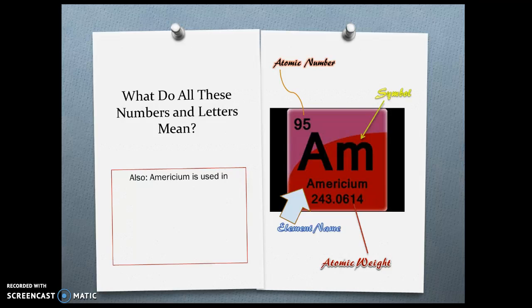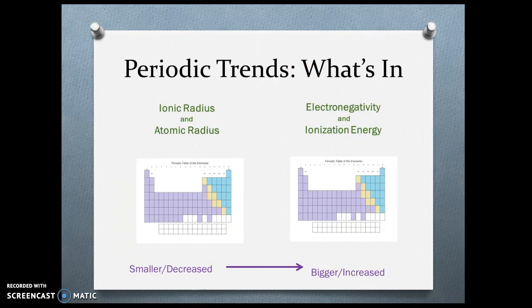The atomic weight gets higher the further down you get in the periodic table, and the atomic number is in accordance to the atomic weight. The atomic weight sometimes varies due to isotopes, but this atomic weight on the periodic table is an average of all those isotopes. Now, americium is also used in smoke detectors, just for your information, if you had never heard of this element before.